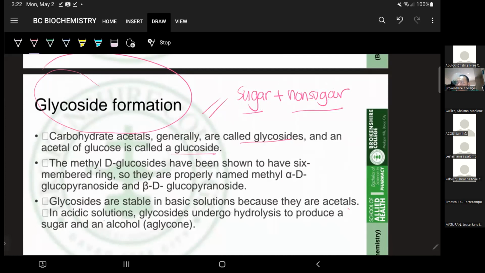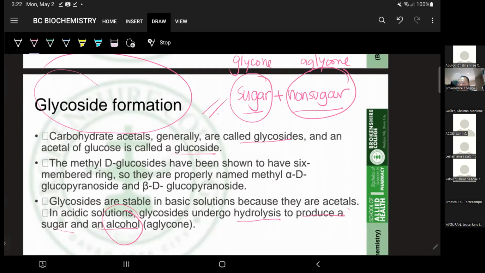In acidic solutions, glycosides undergo hydrolysis to produce sugar and an alcohol. Okay, sugar and an alcohol. Kaya nga tawag dito sugar plus non-sugar portion, no? So this sugar is your glycone, and then the other one is your aglycone, which is your non-sugar, preferably alcohol, yung kanyang tawag natin dito functional group na meron, which is a non-sugar. Okay, kaya glycone plus aglycone.